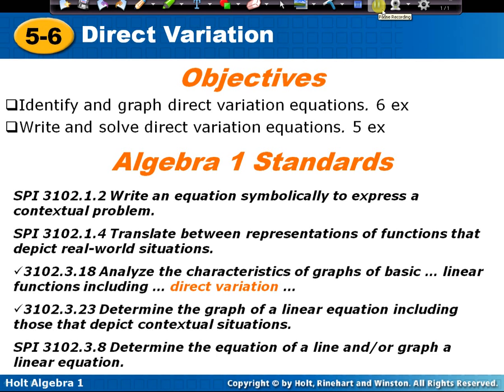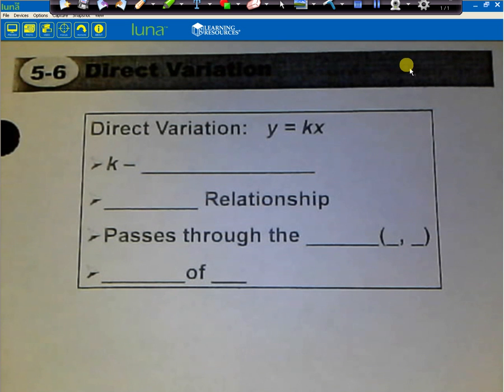All right, today's lesson is 5-6, direct variation, and we have two different objectives for today. The first one is to be able to identify and graph direct variation equations, and then we want to be able to write and solve direct variation equations. All right, you should have out your notes handout for 5-6. We're going to go through and fill those in.